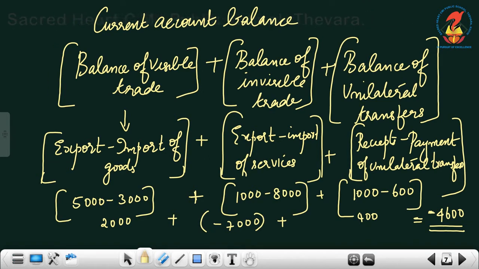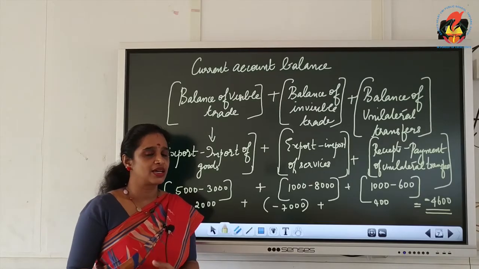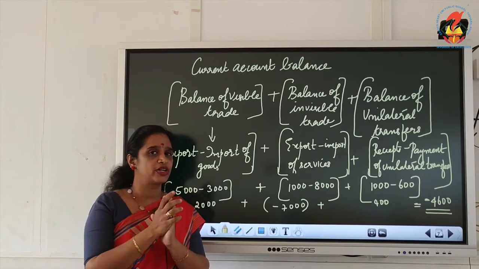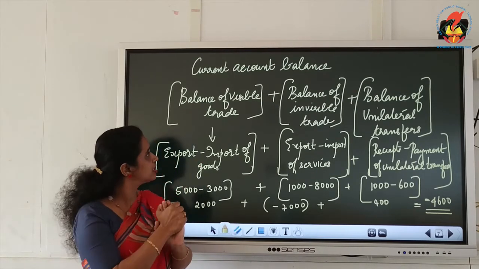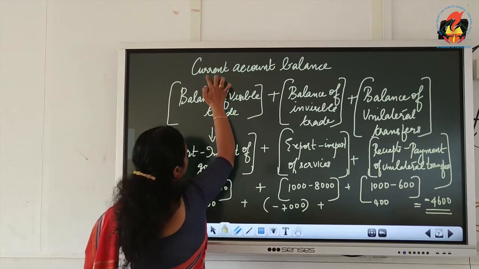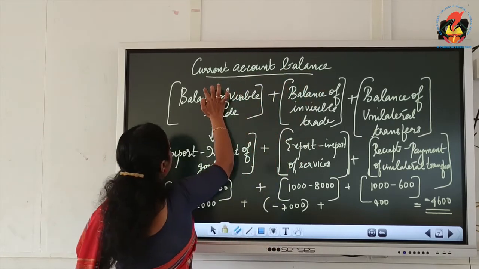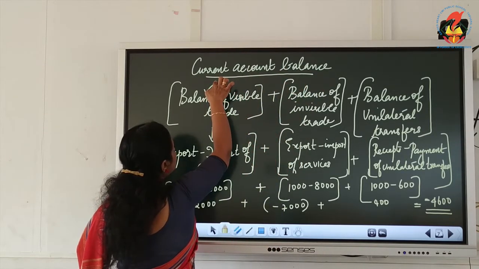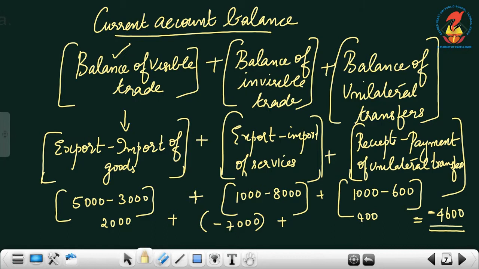Current account balance, how do we balance the current account? What are the components of current account? Keep that in mind first. What are the components of current account balance? The first component of current account is visible trade. Therefore, we have to balance each and every item in the current account.